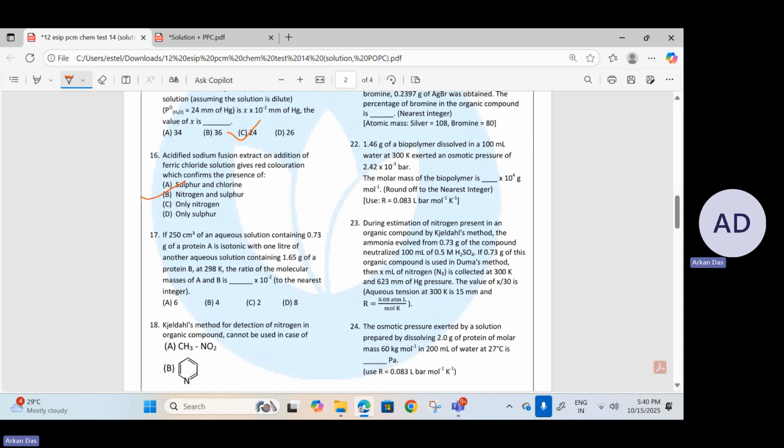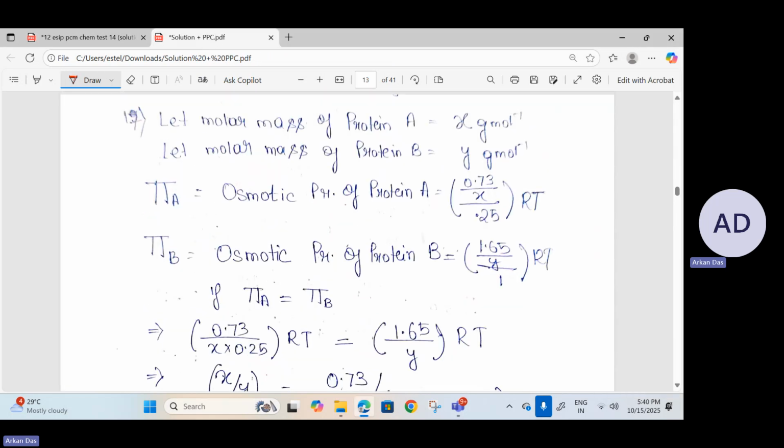So what we have to do here, we have to understand that there are two solutions, A and B. So we can assume their molecular masses as X and Y, and then we can put out the relation of their osmotic pressure, that is pi equals to CRT, in which we know the mass given. We are assuming the molecular mass. So mass by molecular mass by volume multiplied by R and T, and R and T getting cancel out, giving us the answer. So guys, if you look for it in the solution, we have done the same manner.